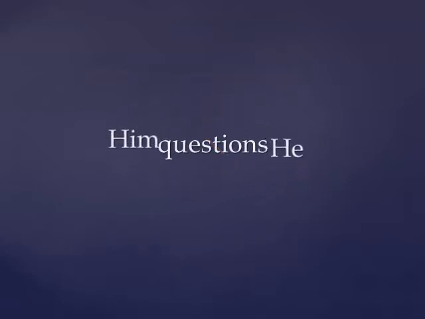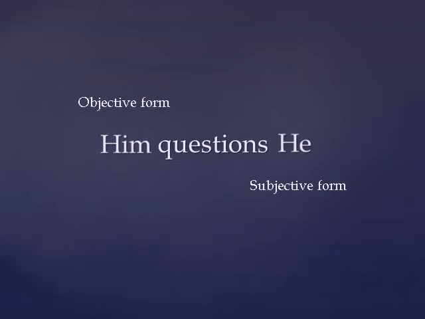There's one exception, and that's pronouns in English. If we replace the boy and the monk with their pronouns, he questions him, and then again reverse the sentence, now it doesn't make sense. This is because the pronouns change their form depending on what role they play, subject or object. When we say form, we just mean their spelling.